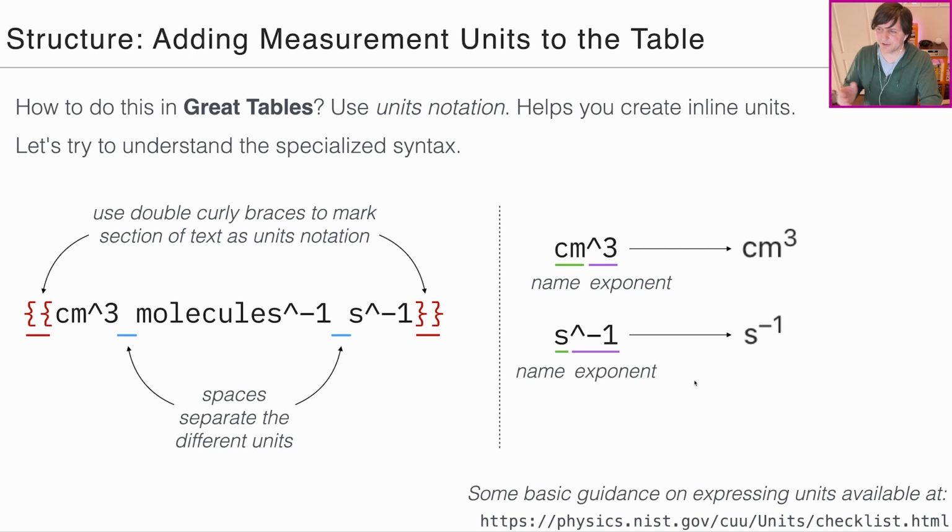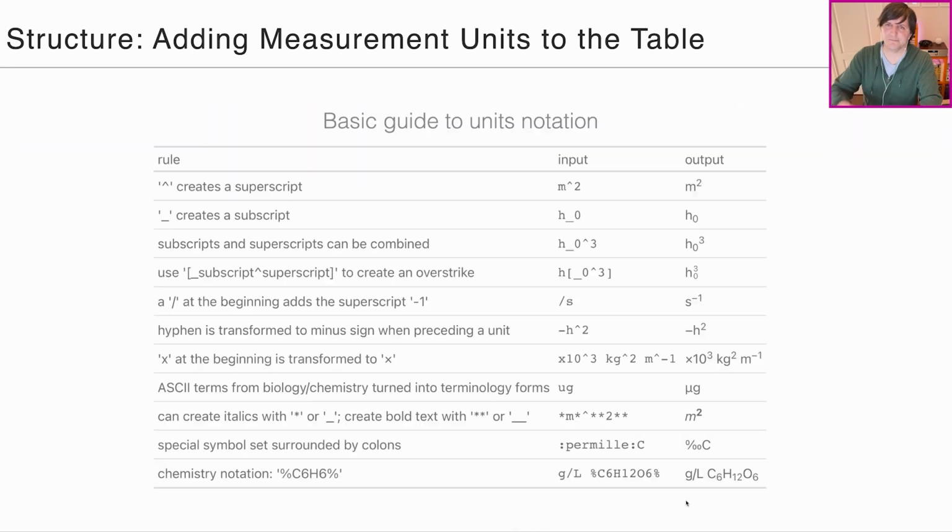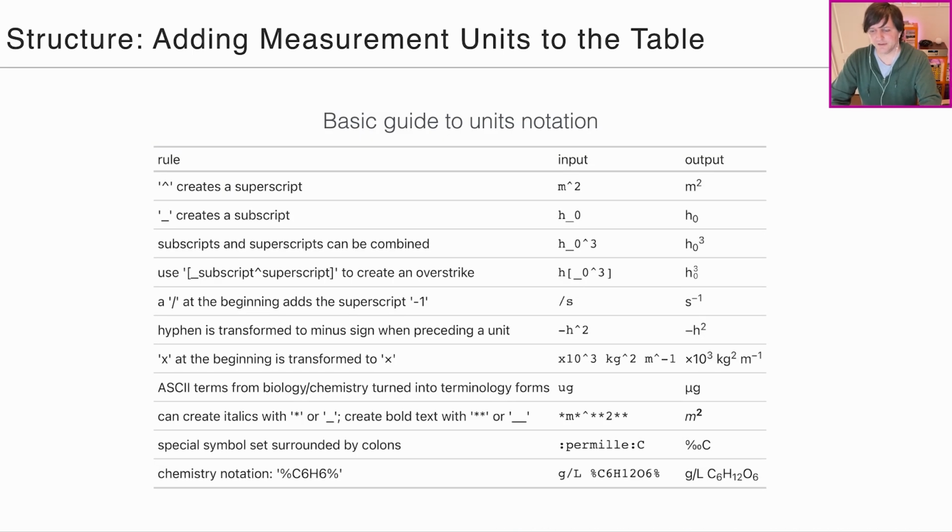If you want more guidance on units in general, you can check out the NIST website, physics.nist.gov. There's a checklist on expressing units there. Inside the documentation for Great Tables, we have a basic guide to units notation, and of course it's a table, and we have several rules for how to build up a unit or set of units using this notation. We have a number of example inputs which show the rule, and then we see the output, which is the formatted unit itself.